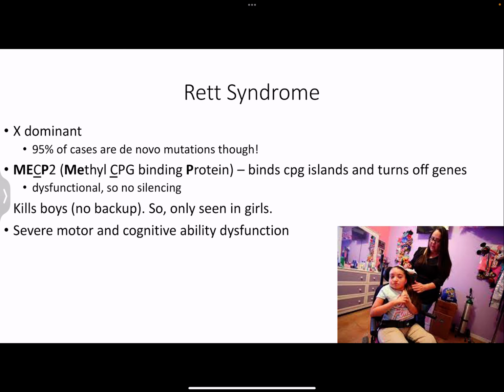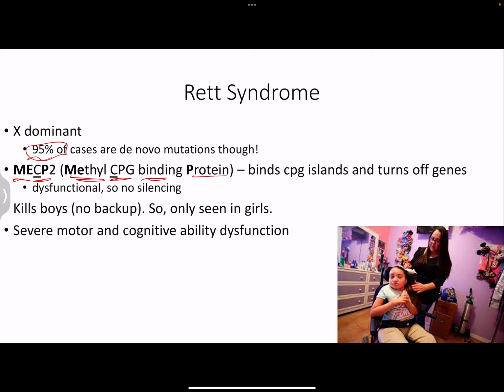Rett syndrome, so X-linked dominant. However, 95% of cases of Rett syndrome are just de novo mutations during gestation. And the protein here that's mutated is MECP2, and this stands for methyl-CpG binding protein.